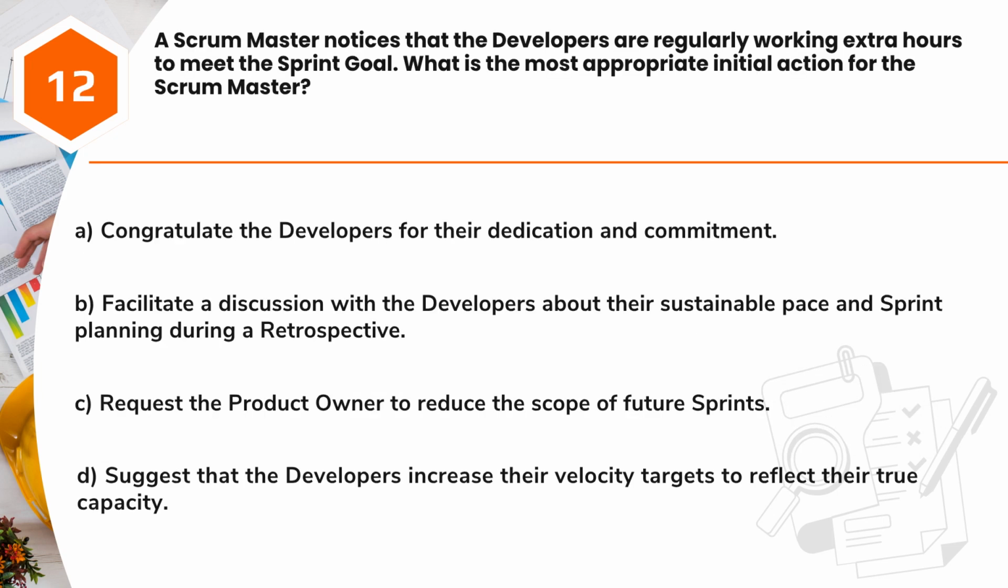Question 12. A Scrum Master notices that the developers are regularly working extra hours to meet the sprint goal. What is the most appropriate initial action for the Scrum Master? A. Congratulate the developers for their dedication and commitment. B. Facilitate a discussion with the developers about their sustainable pace and sprint planning during a retrospective. C. Request the product owner to reduce the scope of future sprints. D. Suggest that the developers increase their velocity targets to reflect their true capacity.